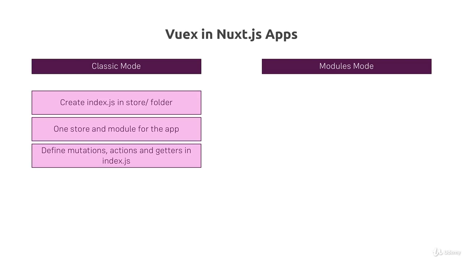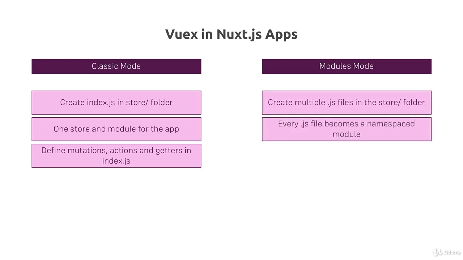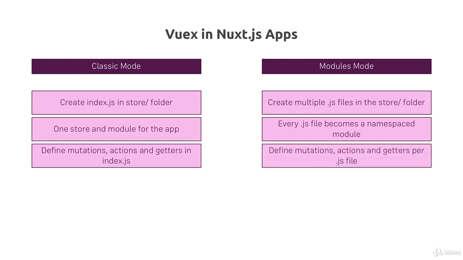The alternative is the modules mode. If you have more data that goes into your store, you want to create multiple .js files in the store folder, where the name in front of .js becomes the name of the module, and you have namespaced modules now. Check the official Vuex docs or my entire Vue course if you want to learn more about Vuex modules. Essentially, that allows you to slice your store up into different modules so that you don't end up with one gigantic index.js file, but that you have multiple smaller files. You still define mutations and so on, but in the different .js files for the given module.